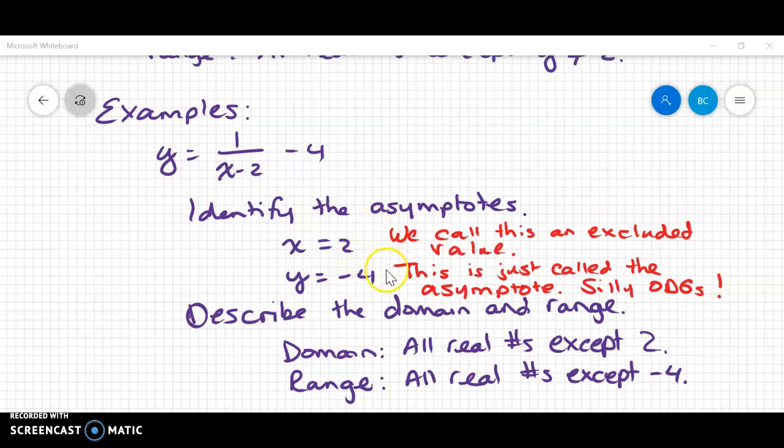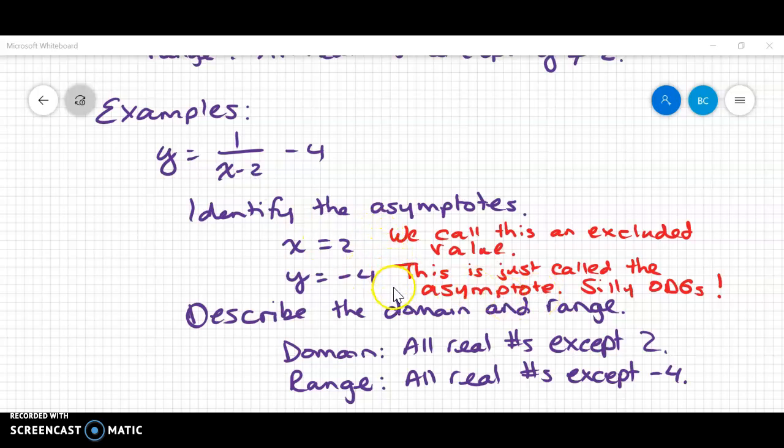This is kind of a weird, interesting, and not so important thing, but we call 2 an excluded value because the denominator can't be 0, so x can't be 2. So we call that an excluded value, but we just call -4 an asymptote. We don't say that it's excluded because it isn't prohibited in the equation, but it is an asymptote.